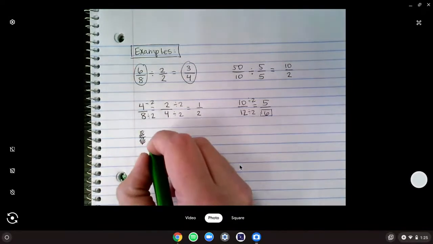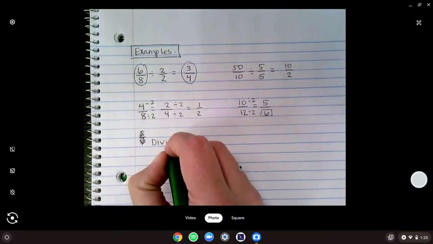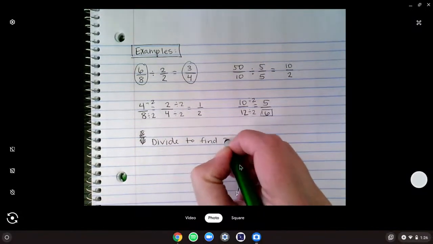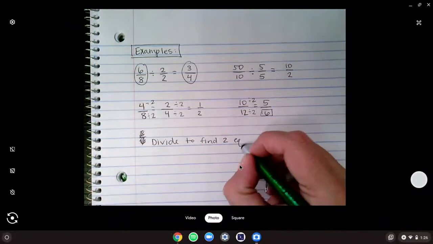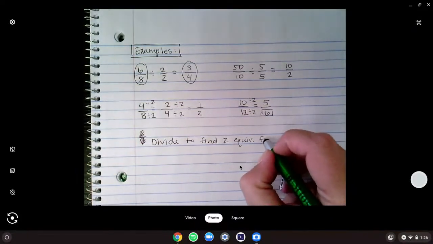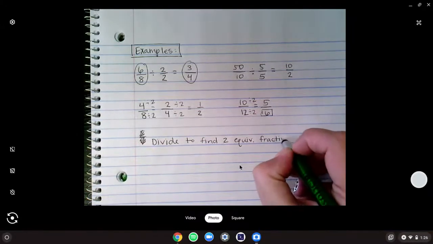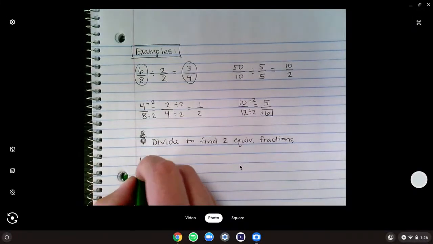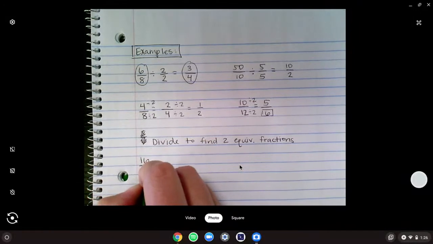Good. All right, this time, 4th grade friends, what if I ask us to divide to find 2 equivalent, and I'm going to do a shortcut abbreviation, equiv. and a period, fractions? This time we have to find how many equivalent fractions? 2. All right, so we're going to use division. Let's say our first fraction is 16/12.